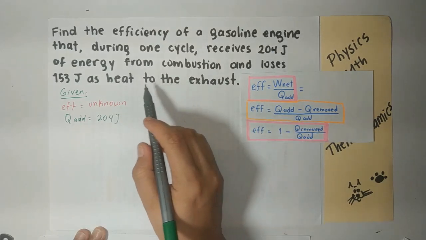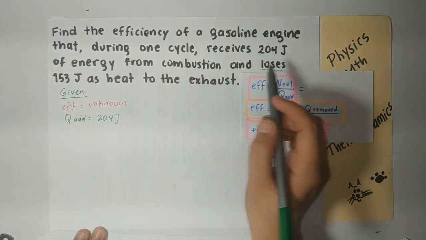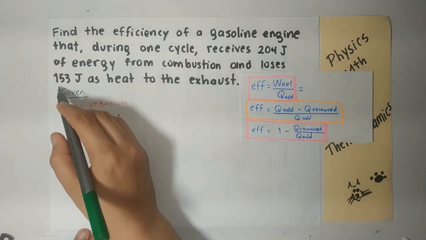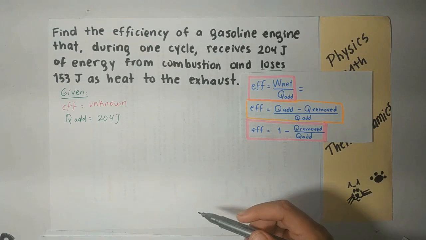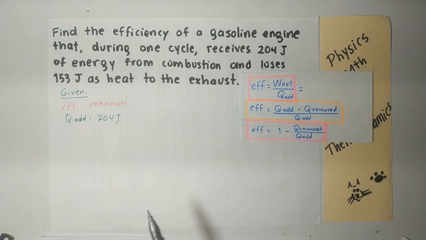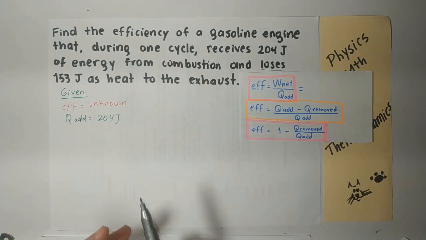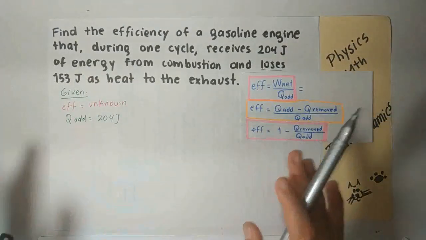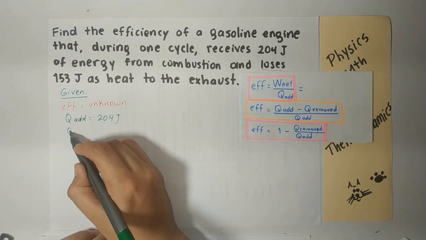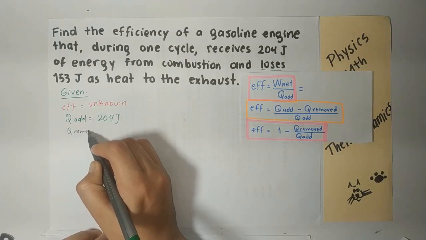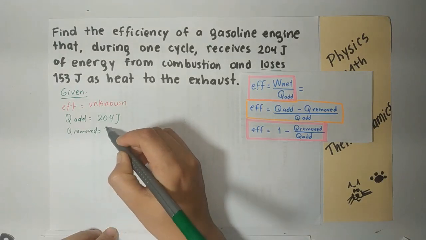And now the one that says loses to the exhaust, 153 joules, is going to be the Q removed, the energy or the heat that is being thrown or given off by the system. Okay, so this is going to be Q removed, it's going to be 153 joules.